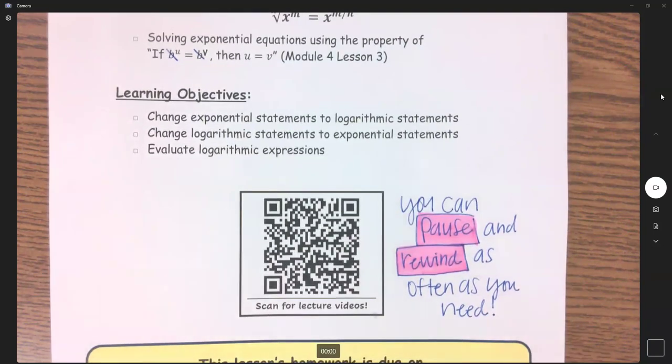The learning objective today is to be able to change exponential statements to logarithmic statements, to go the other way, to change logarithmic statements to exponential statements, and then to evaluate logarithmic expressions.